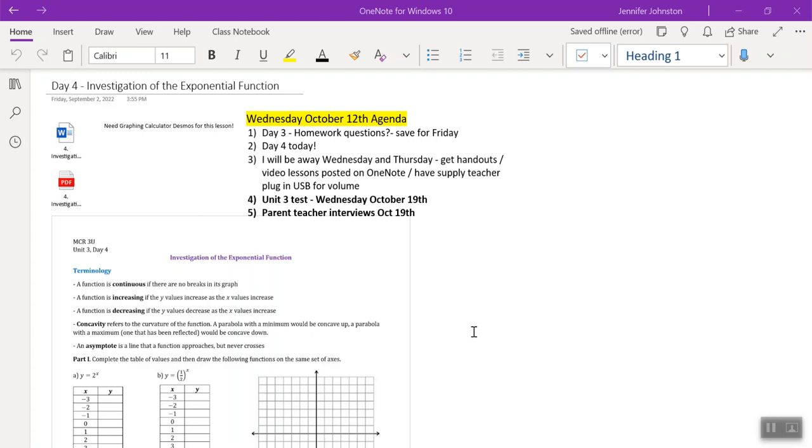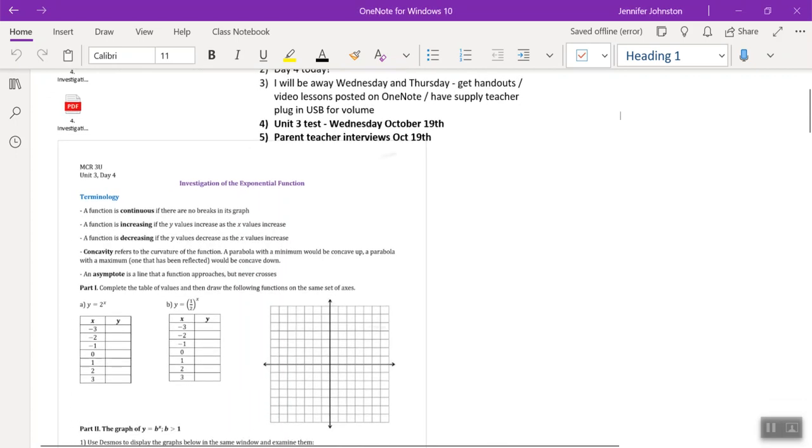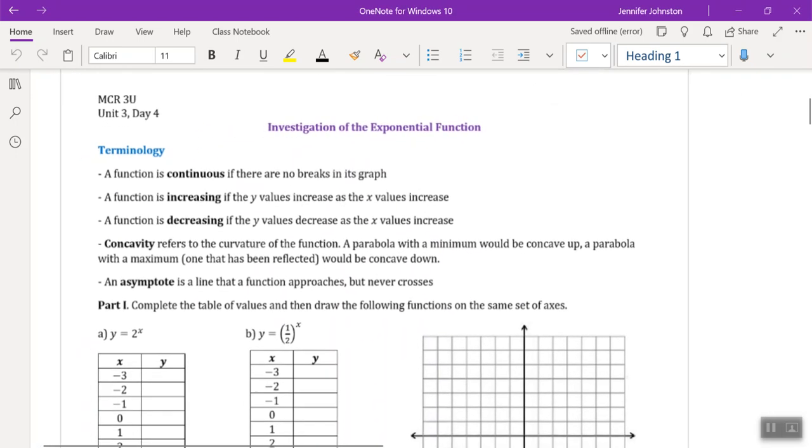Make sure this is plugged in using the USB for volume. Our test is on Wednesday, October 19th, and peer teacher interviews are that day as well. All right, let's get started.